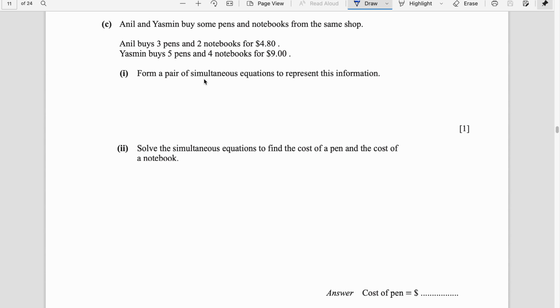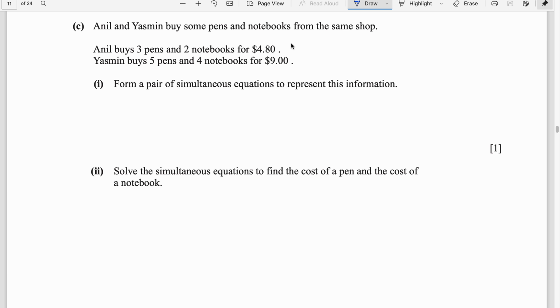C part. Anil and Yasmin buy pens and notebooks from the same shop. Anil buys 3 pens and 2 notebooks for 4.8. Yasmin buys 5 pens and 4 notebooks for 9. Form a pair of simultaneous equations to represent this information. Let me use p for pens. So 3p plus 2n is 4.80 and 5p plus 4n is 9.00. Solve the simultaneous equations to find the cost of a pen and the cost of a notebook.